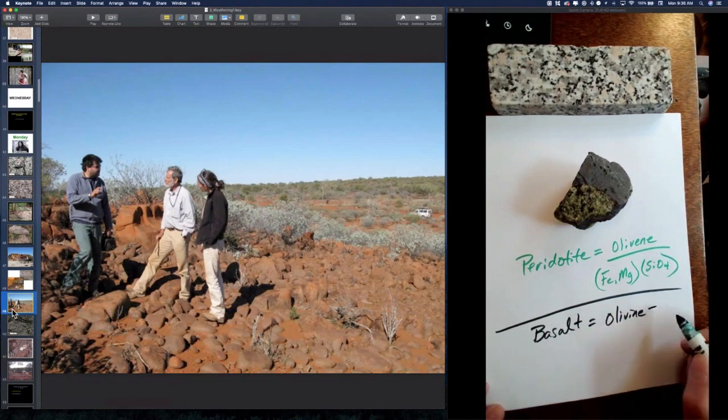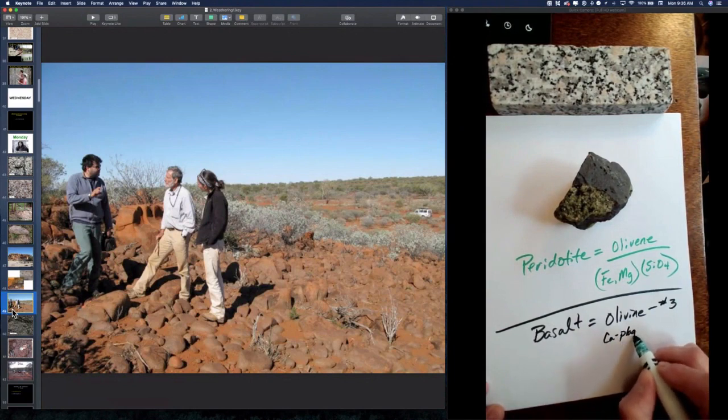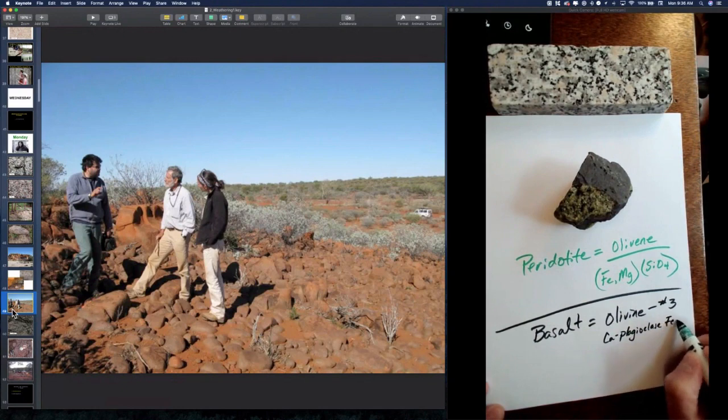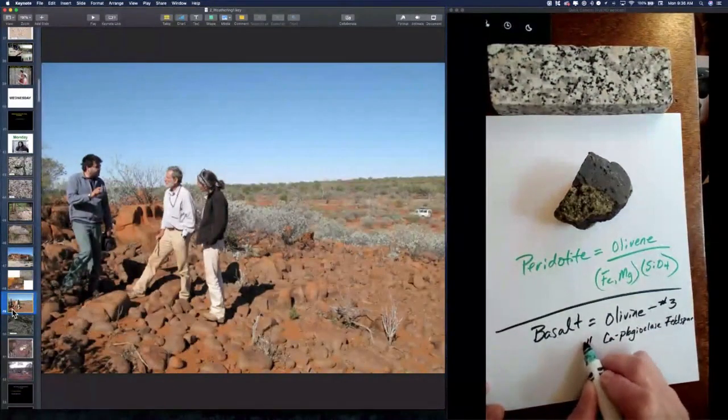Yeah, so this is minor. This is number 3. Taryn says it makes sense. That would be number 3. Number 1 would be calcium-rich plagioclase feldspar. Feldspar. And then, so this would be number 1.